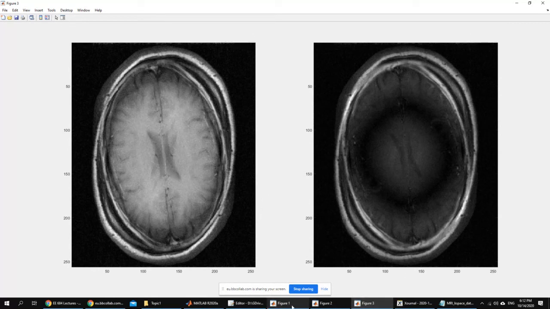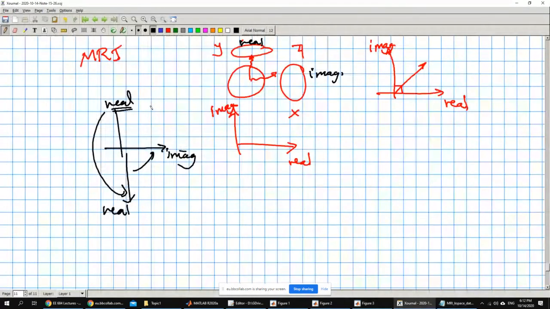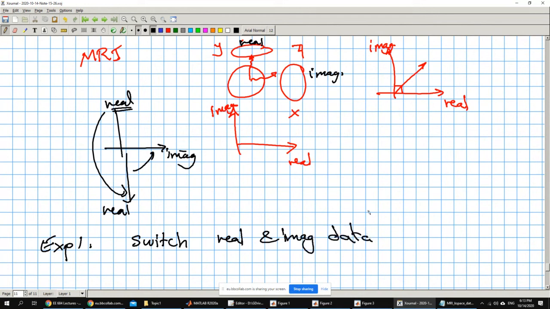Okay, so the second experiment that we did, maybe you can just write these down. The first experiment: switch real and imaginary data. The output, okay, just rotate.